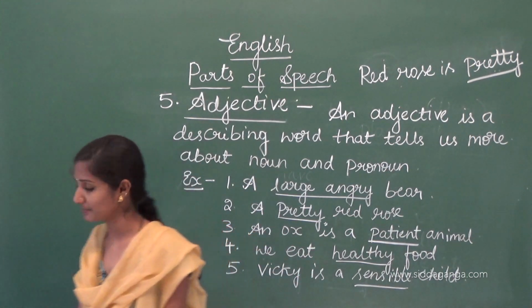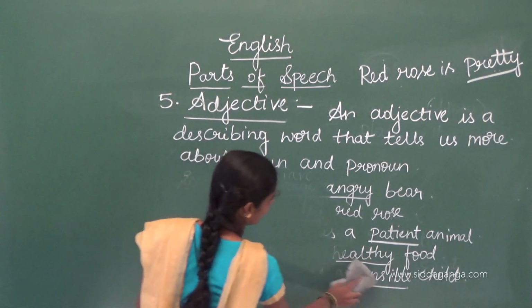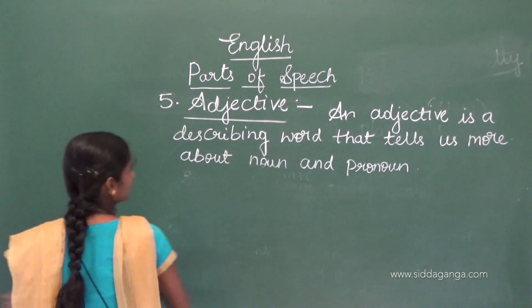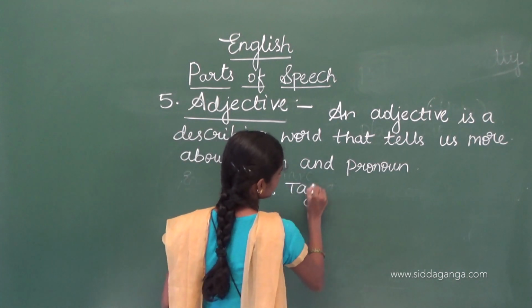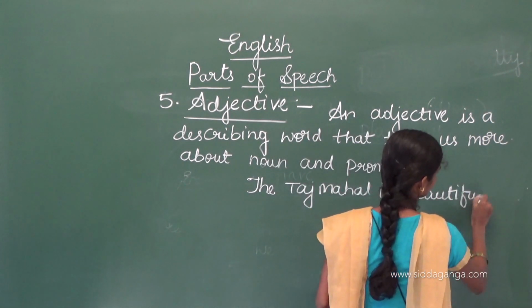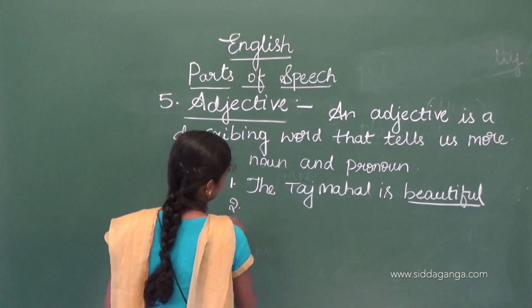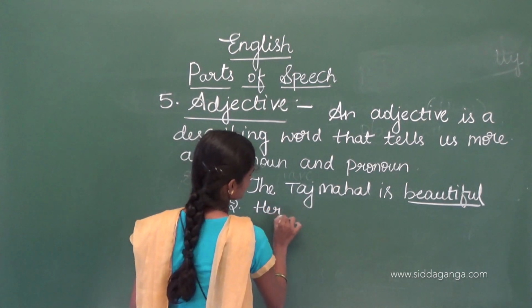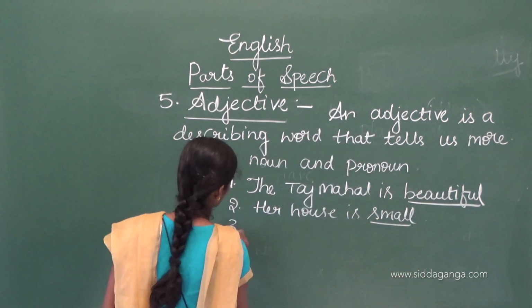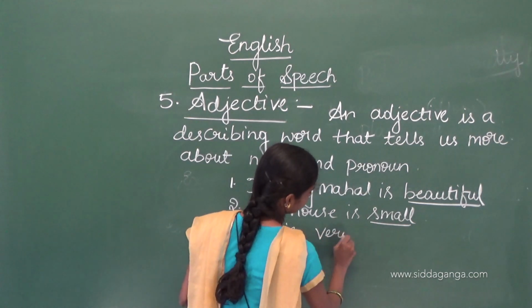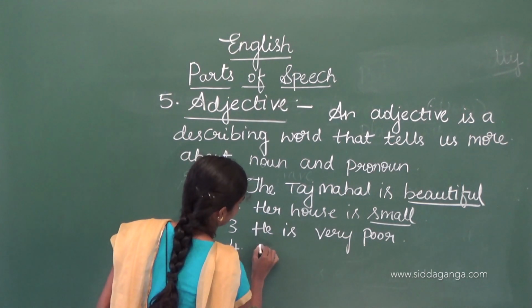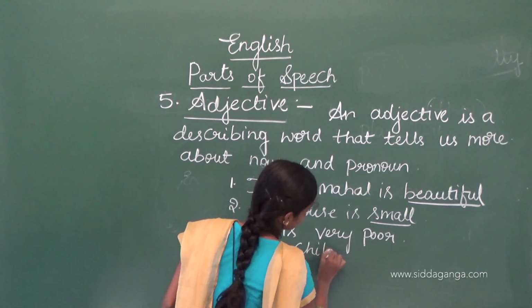So here I will write some more examples for your understanding. The Taj Mahal is beautiful. Her house is small. He is very poor. The child is cute.